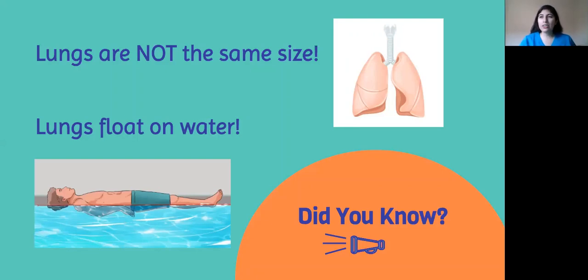The reason your left lung is smaller is because, as we mentioned in last week's video, the heart sits in the middle of the chest, but parts of it go into the left side of your chest. So in order to make room for your heart, the left lung is smaller, so that both the heart and the lung can fit on the left side of your chest.